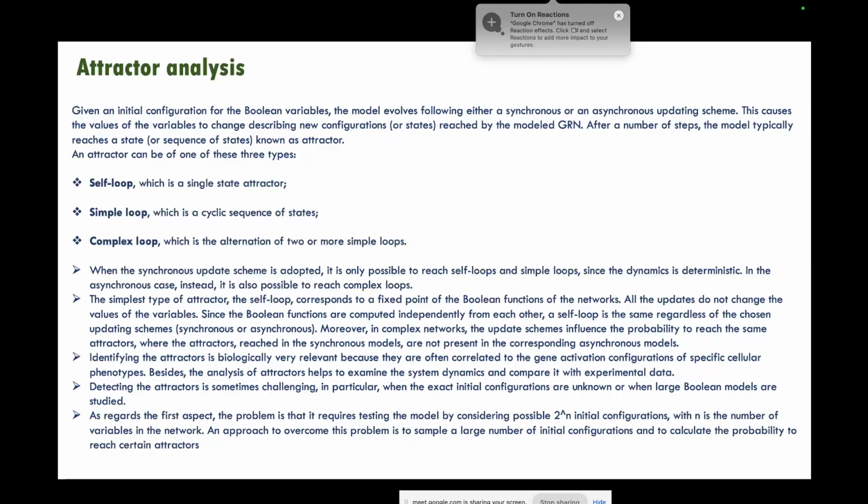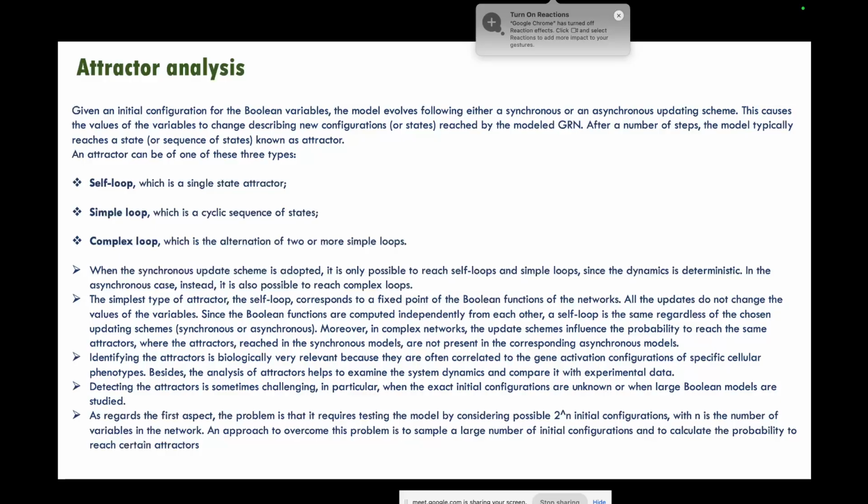A self loop is the same regardless of the chosen updating scheme, which is either synchronous or asynchronous. But in more complex networks, the updating scheme influences the probability of reaching the same attractors, where attractors reached in the synchronous models are not present in the corresponding asynchronous model. So what it is saying is basically that depending on your updating scheme, synchronous or asynchronous, the solution of the model will change. It can become non-deterministic if it is an asynchronous process.